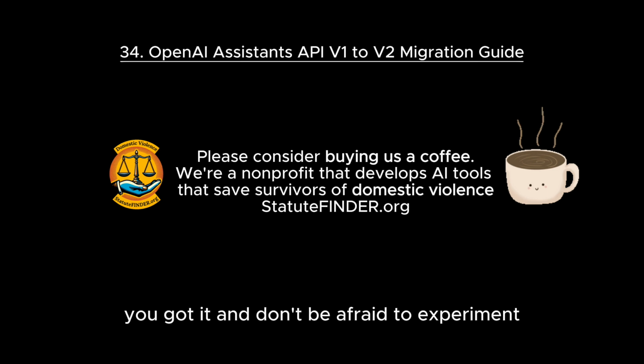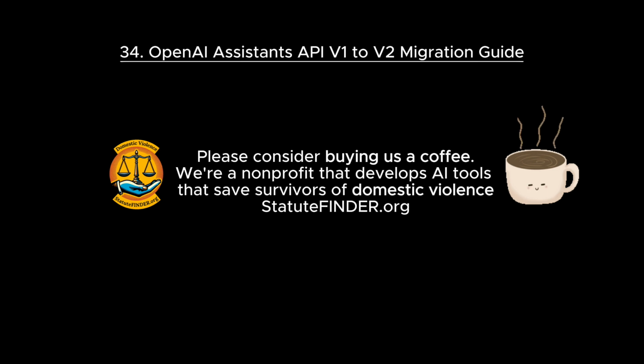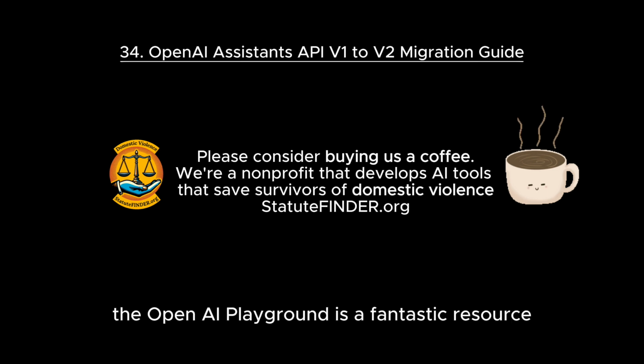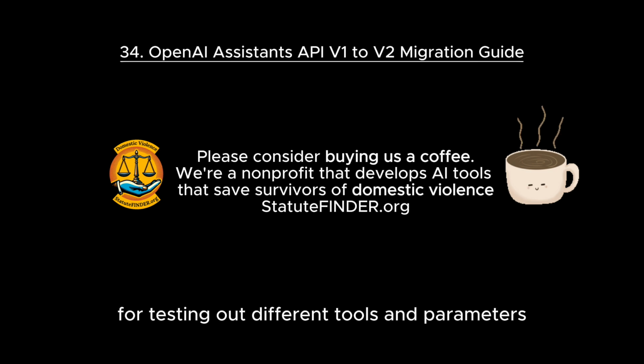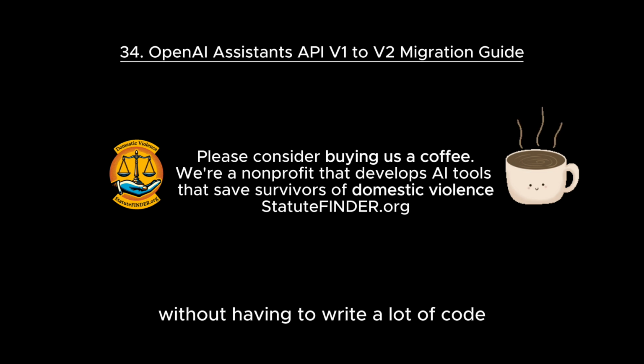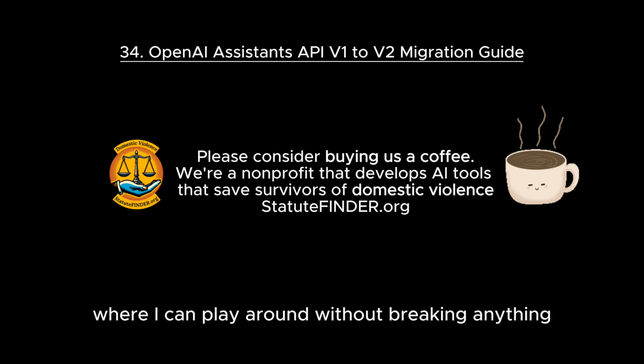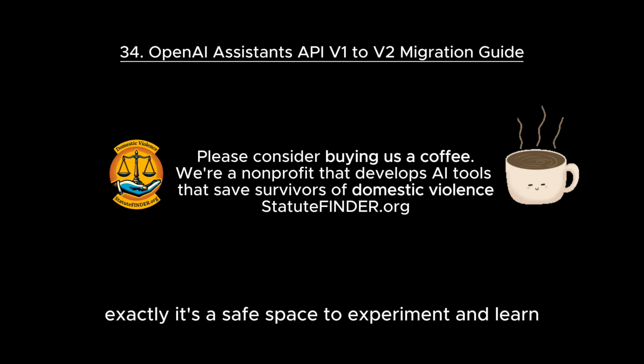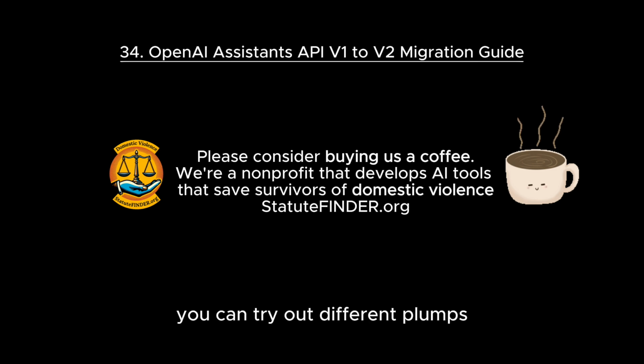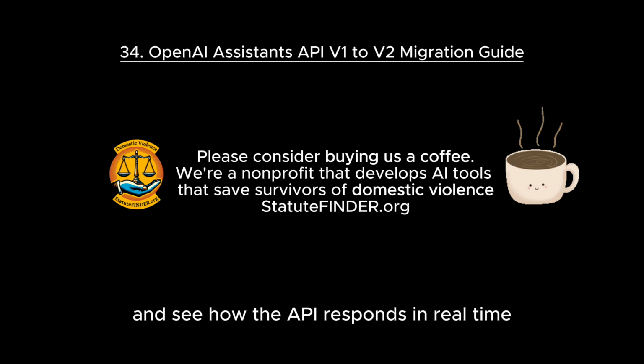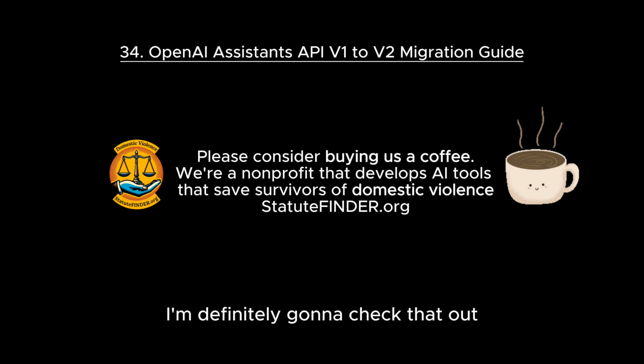Perfect. You got it. And don't be afraid to experiment. The OpenAI Playground is a fantastic resource for testing out different tools and parameters without having to write a lot of code. Oh, the playground. I've heard about that. Is it kind of like a sandbox where I can play around without breaking anything? Exactly. It's a safe space to experiment and learn. You can try out different prompts, adjust parameters, and see how the API responds in real time. That sounds like a fun way to learn. I'm definitely going to check that out.